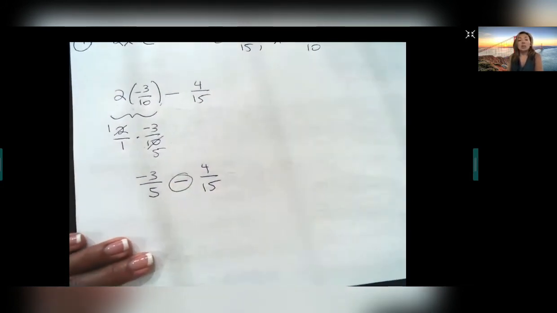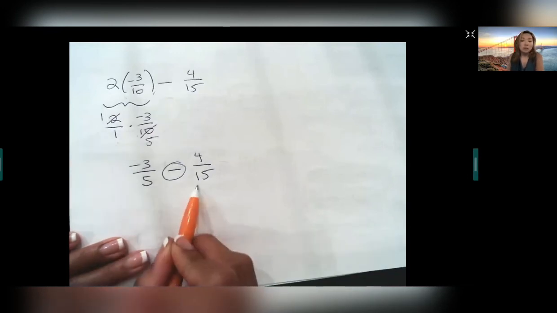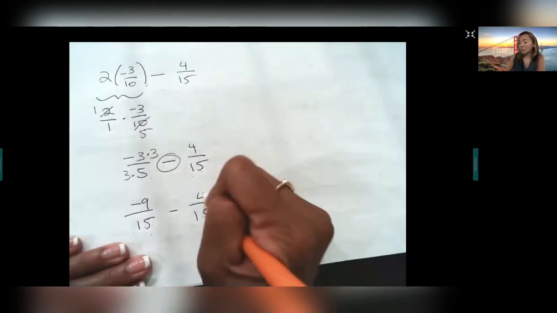So now the main operation is subtraction. I notice that I have fractions, so the first thing I'm going to do is create a lowest common denominator. So 5 and 15, what do they both have in common as a multiple? They have 15 in common. So I'm going to change this to 15. And here, to go from 5 to 15, I needed to multiply by 3 to get 15. The rule with fractions is whatever you do to the bottom, you must do to the top. So I also multiply by 3 on top. Negative 3 times 3 on top gives me negative 9. Here, 4/15, I don't need to do anything, so I leave it the same.